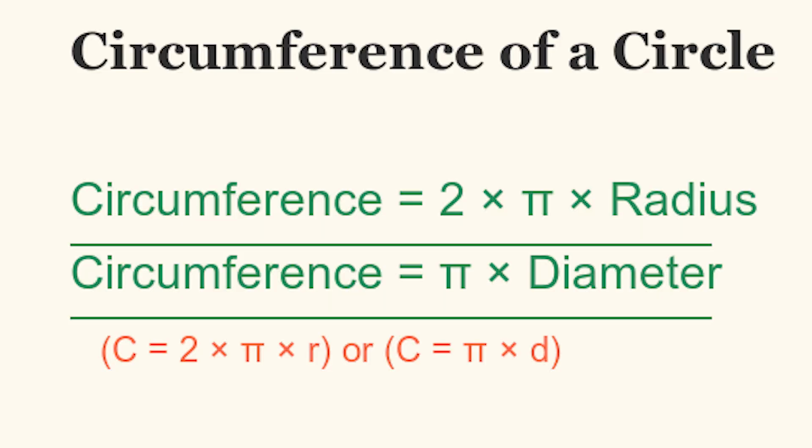Next, let's talk about circles and the circumference. The circumference of the circle is the perimeter or distance around a circle, and it will equal 2 times pi times r, where r is the radius. If you're given the diameter, you can just do pi times d, pi times the diameter.